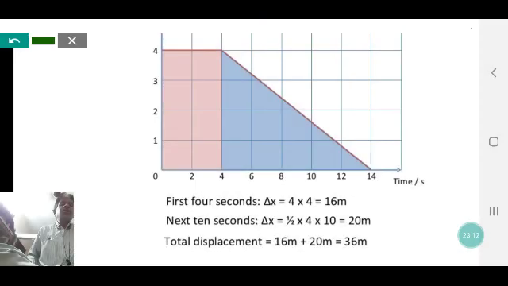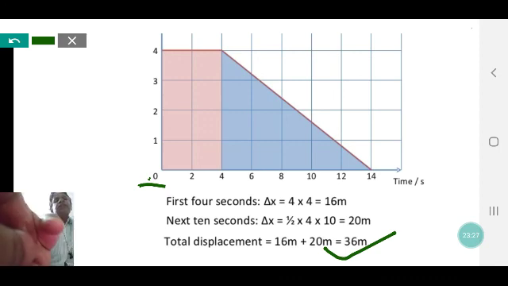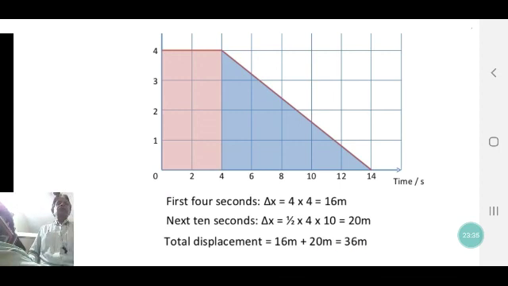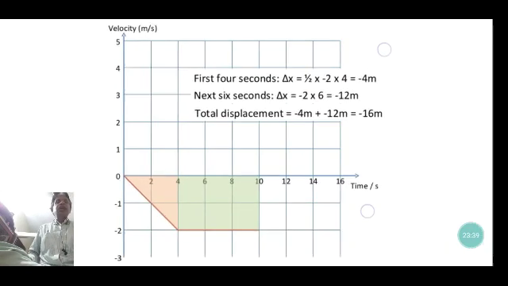Okay. Now it is given here the total displacement during the time 0 to 14 seconds. What will be the shape of the graph? If we find the area under the velocity-time graph, that gives the magnitude of displacement, as illustrated in the graph. Now, next slide, we will discuss another type of graph.